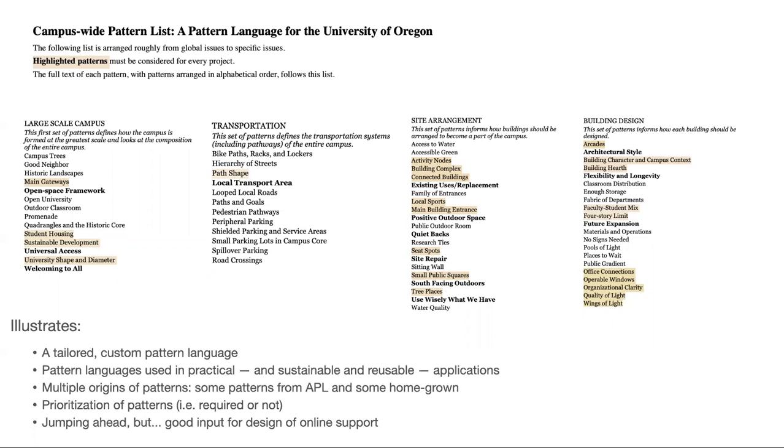Then they've marked them. The highlighted ones are the ones that must be considered for every project. You have to look at that pattern for any project you do. You have to give it the due diligence and then check it off. And so they don't even use all of these for everything.